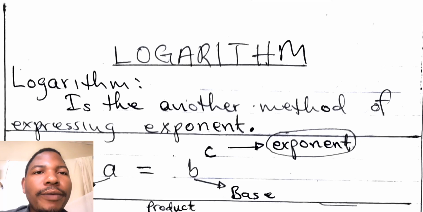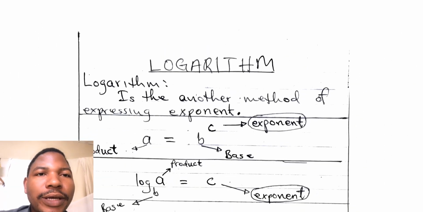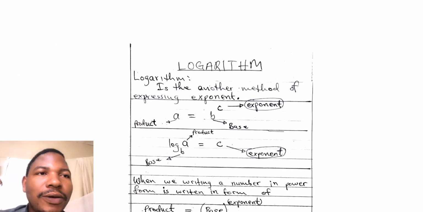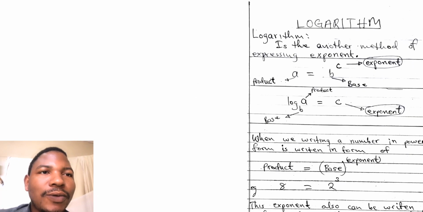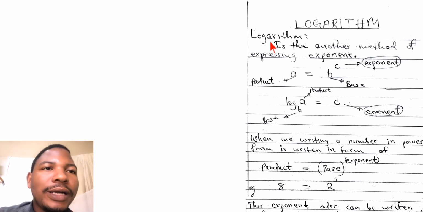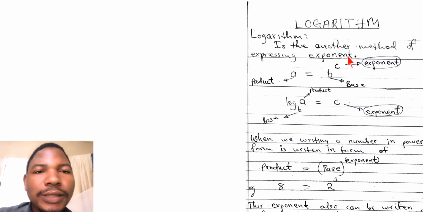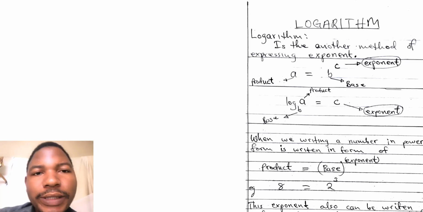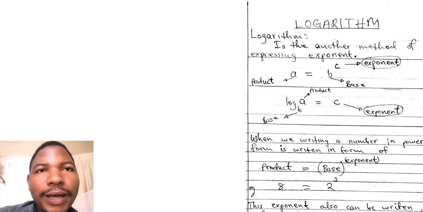Okay, to start, you have to know the definition or the meaning of logarithm. So what is a logarithm? Logarithm is another method of expressing the exponent. There is something called the exponents, and the logarithm is another method of expressing that exponent. This exponent is mostly obtained when you are writing a number in a power form.